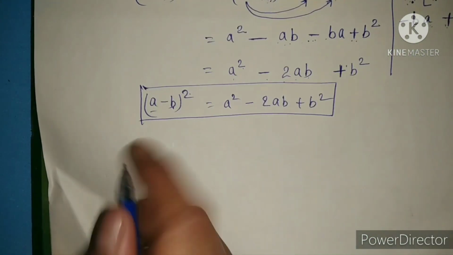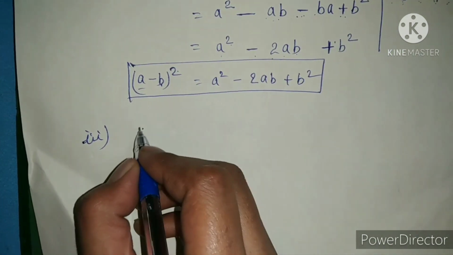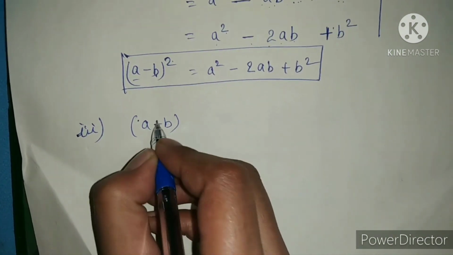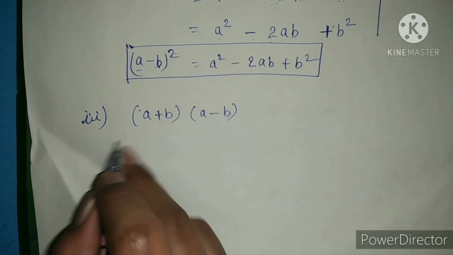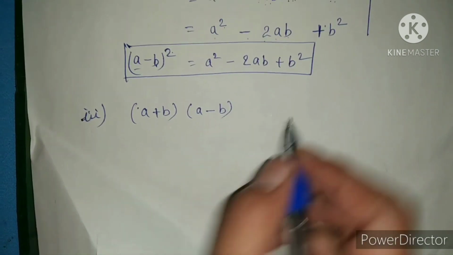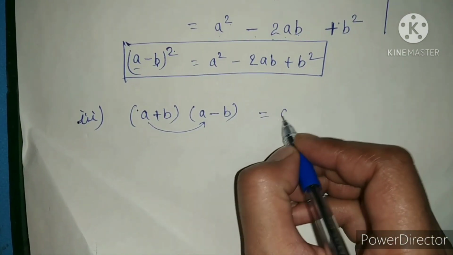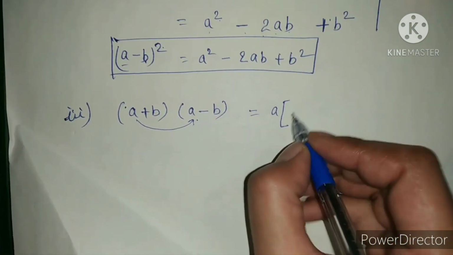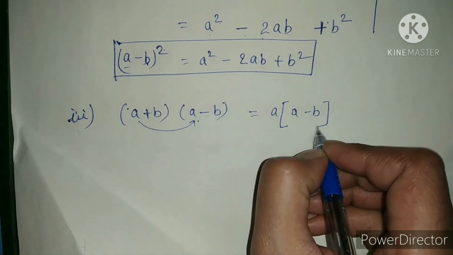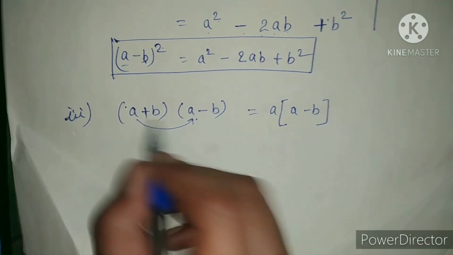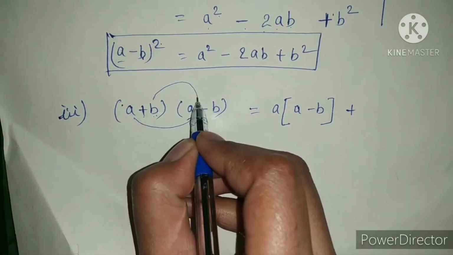Now the last identity and last thing that we have to see in the chapter is (a plus b) multiplying by (a minus b). What will be the answer of this? Let's see. a is multiplying in the second bracket (a minus b). In the first bracket what is the symbol? Plus. Now it's time for b. b is multiplying in the bracket.